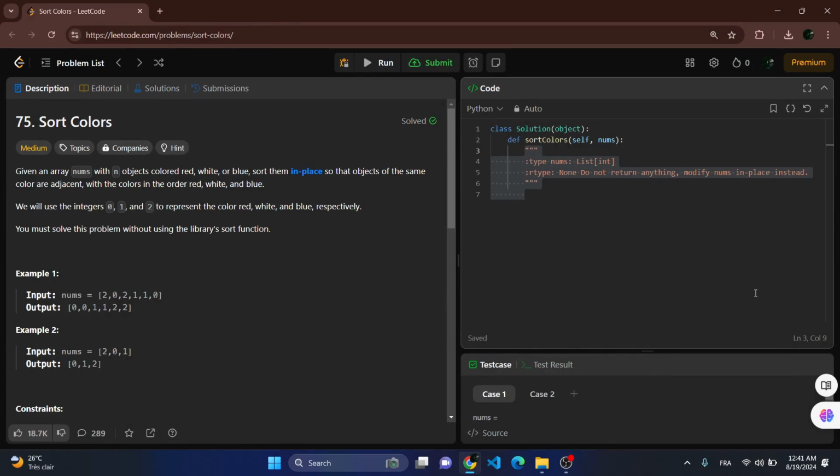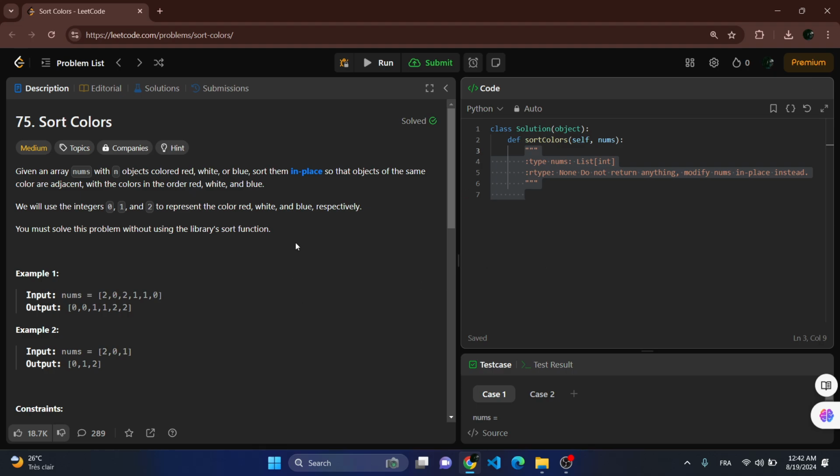Today we are diving into a fantastic problem from LeetCode, problem number 75, known as the sort colors problem. This problem is a great way to practice our sorting and algorithmic skills, practically focusing on an efficient method called bucket sort. So let's get started.